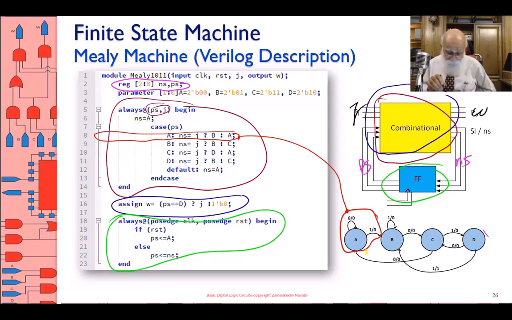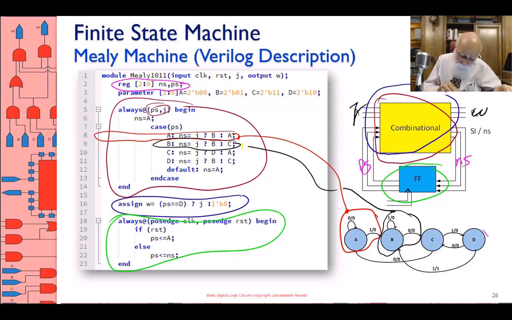And then on line 9, I have state B. Let's see what other color I can use here. Perhaps black. State B: if the present state is B and J is 1, then the next state is B. Otherwise, the next state is C. And this corresponds to this line over here. And then the same thing for the rest of them.